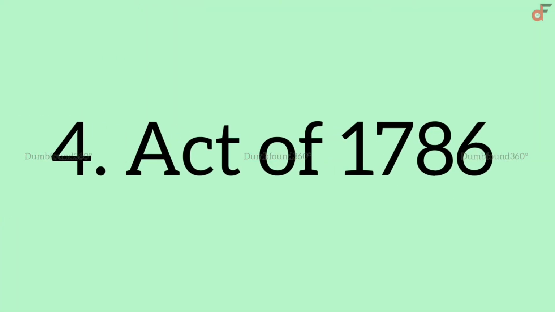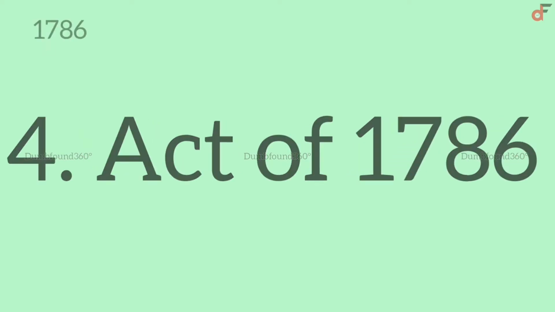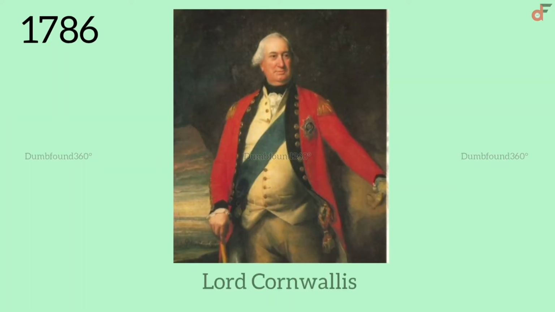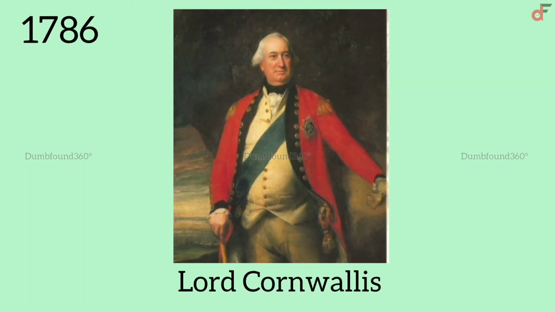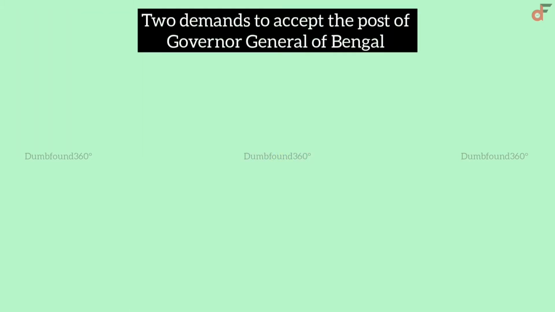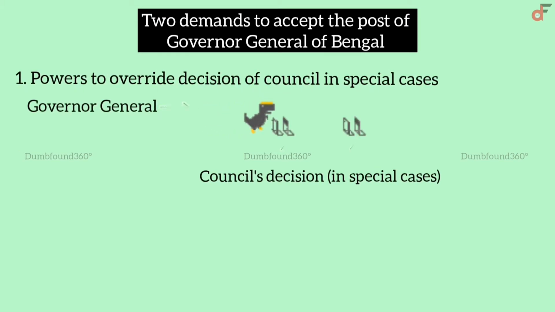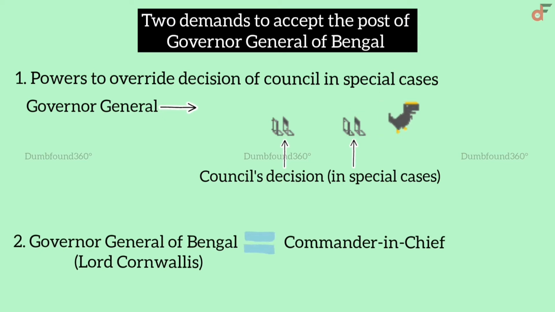Act of 1786. In 1786, Lord Cornwallis was appointed as the Governor General of Bengal. He placed two demands to accept that post. 1. He should be given powers to override the decision of his council in special cases. 2. He would also be the Commander-in-Chief. Accordingly, the Act of 1786 was enacted to make both the provisions.